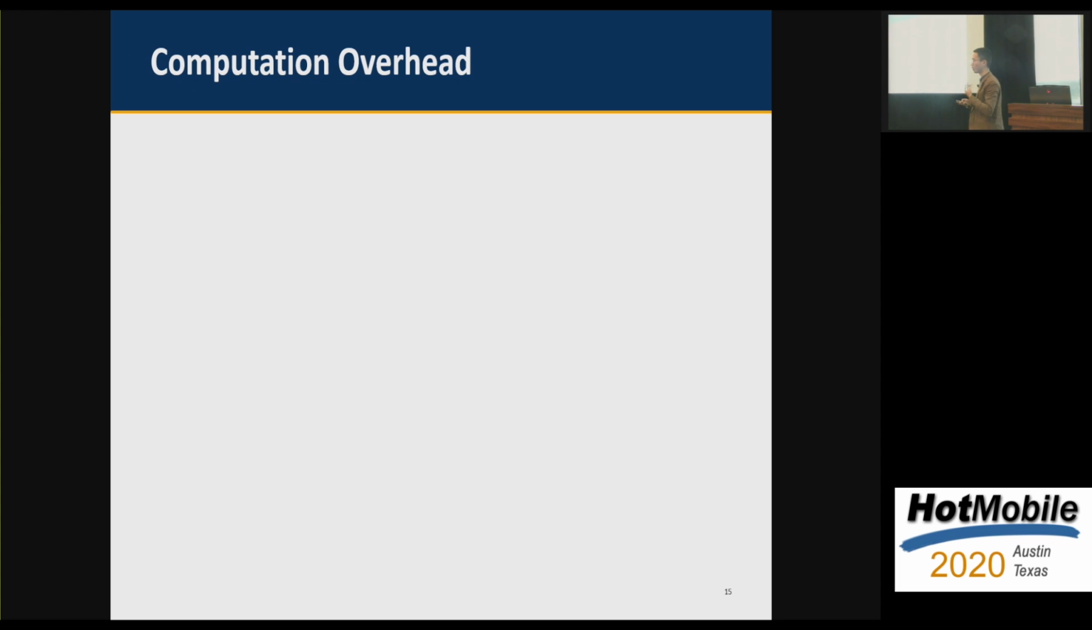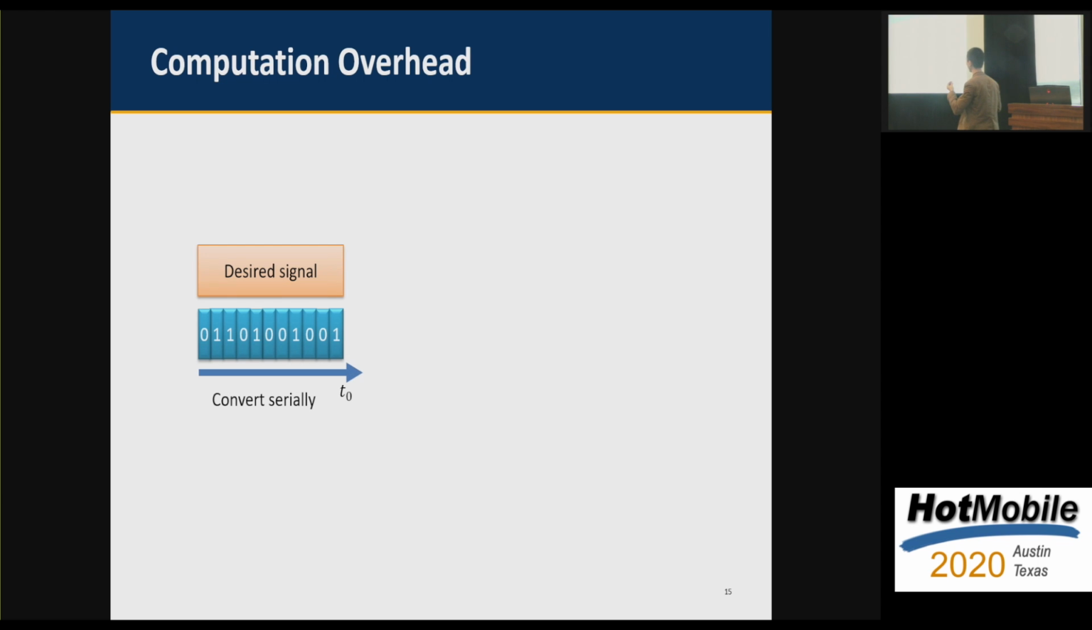There are still some problems. These are the problems I'm going to discuss. First is computational overhead. We all know that we need to convert the desired time domain signal into the MAC payload we want to send. But usually we just convert serially.